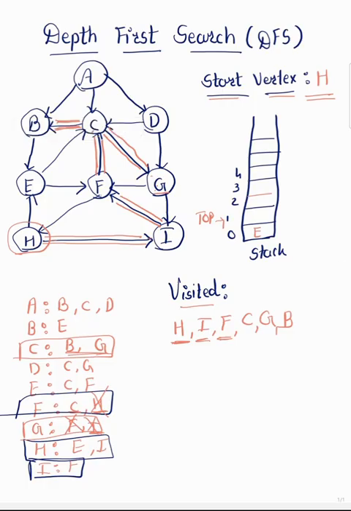So I am reaching this B. Then what I need to do is find the adjacent of B. The adjacent of B is E. You need to check, is it available in visited? No, it's not available. So you just need to push that E, whether it is already available on the stack or not. Then also you need to push it, right?